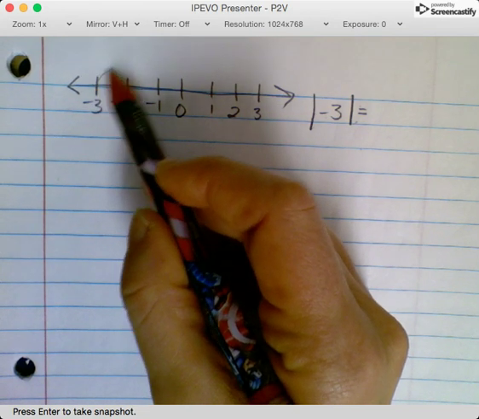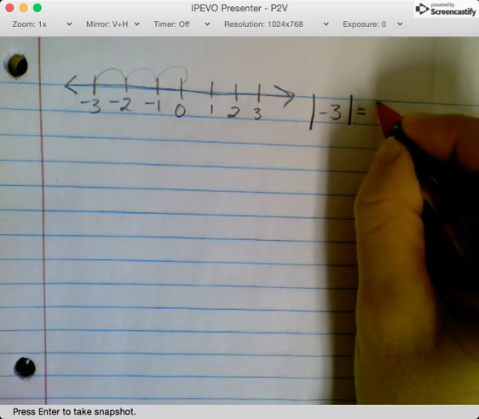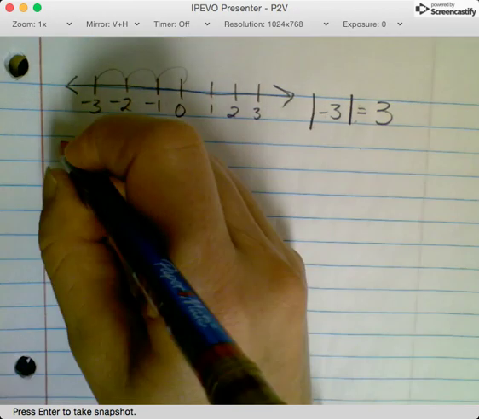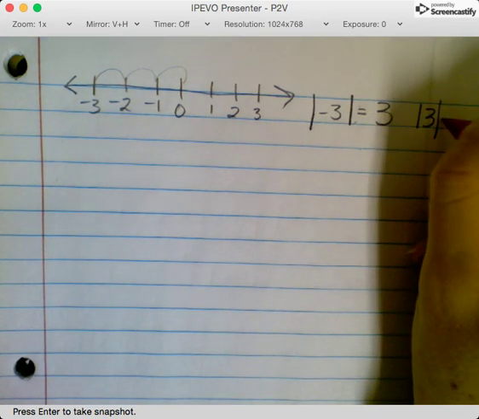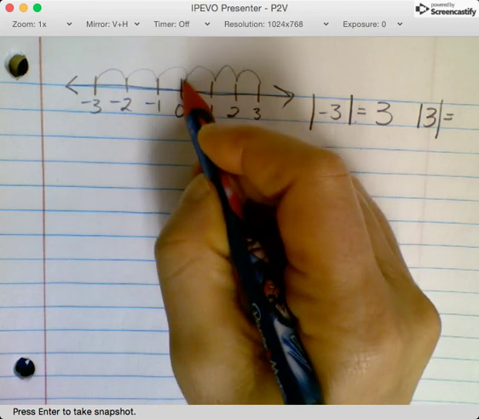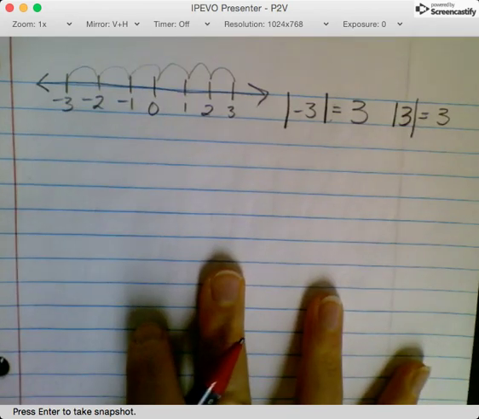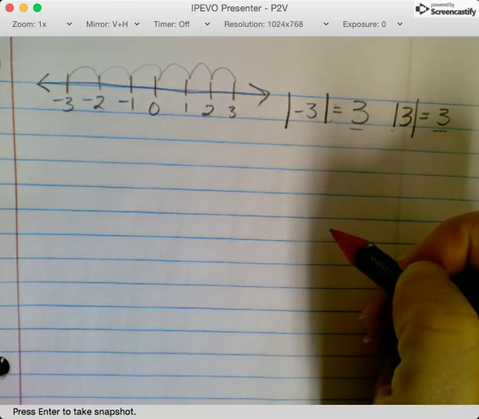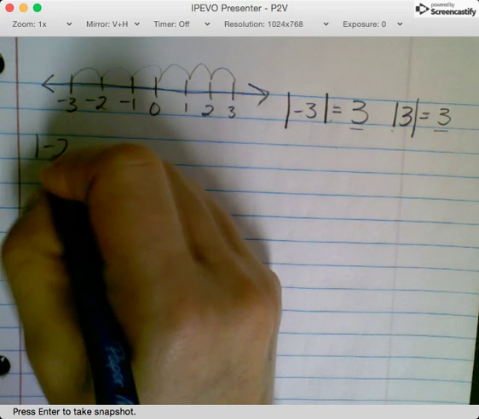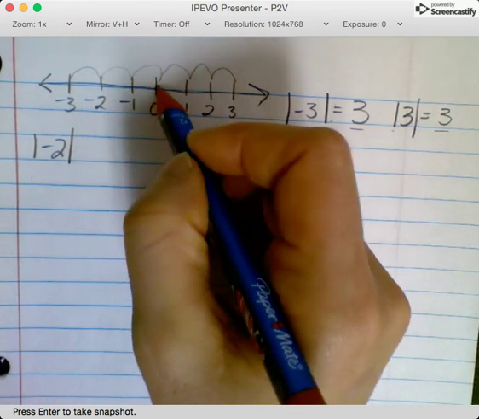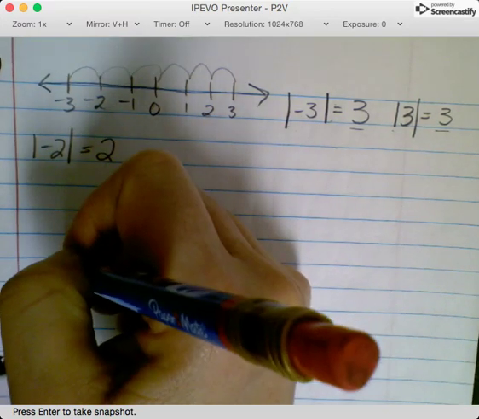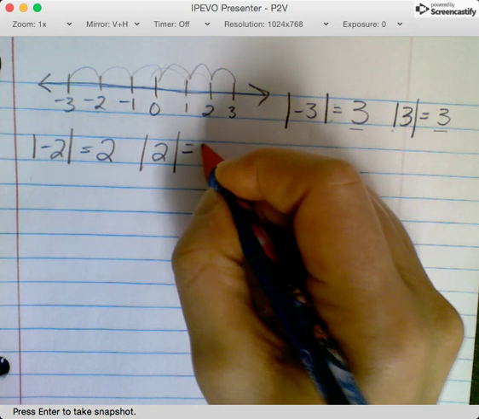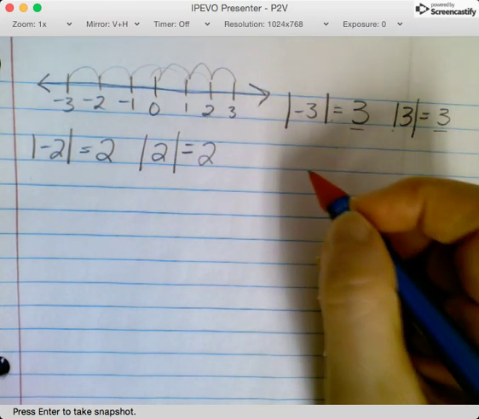So -3, let's count. 1, 2, 3 spaces away from 0. So that's 3. The absolute value is 3 because it is 3 spaces away from 0. If I do the same thing with +3, I count this way, 1, 2, 3 spaces away from 0, that one is also 3. So it doesn't matter whether it's -3 or +3, the absolute value of both is the same. It's 3. The absolute value of -2 is 1, 2 spaces away from 0, so that is 2. The absolute value of +2 is 1, 2 spaces away from 0, so the absolute value of +2 is 2.